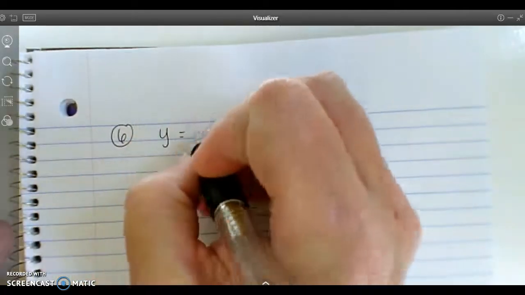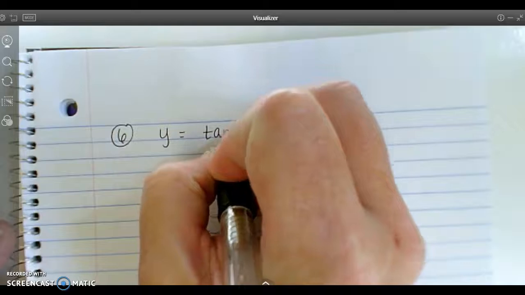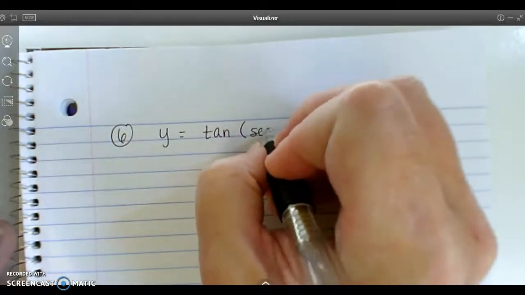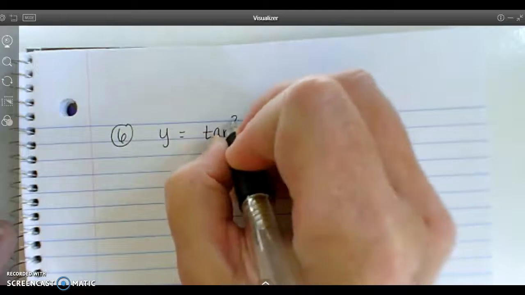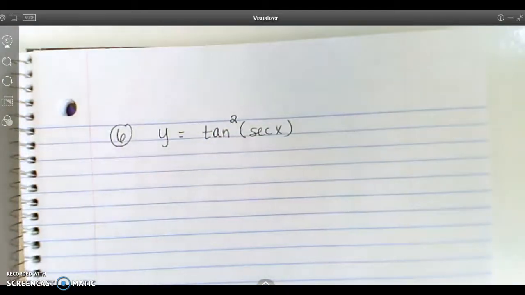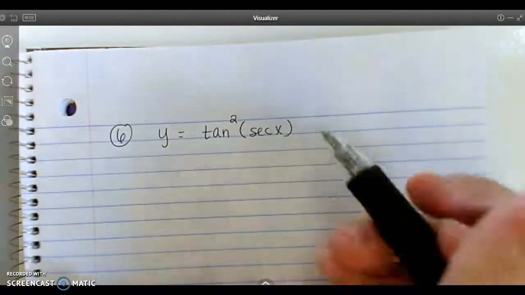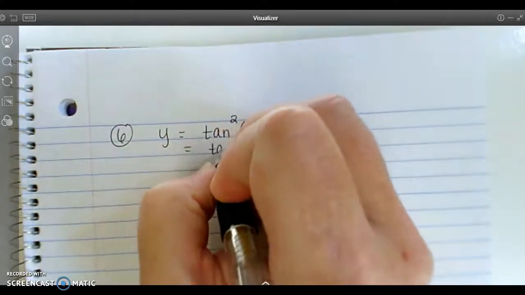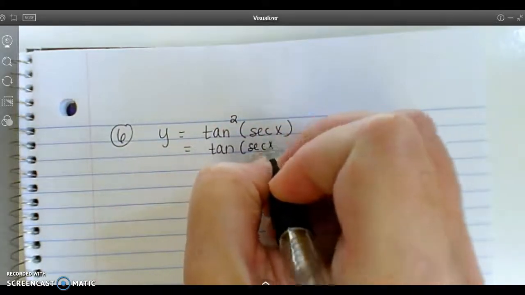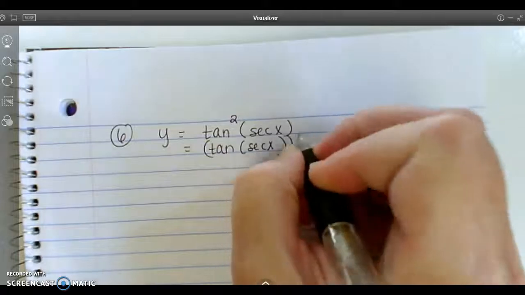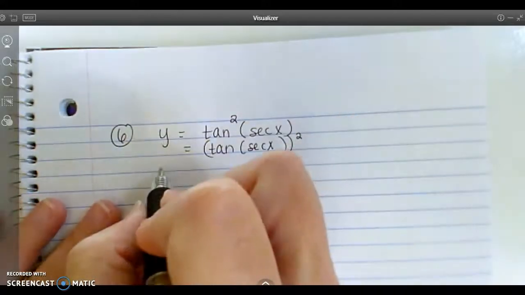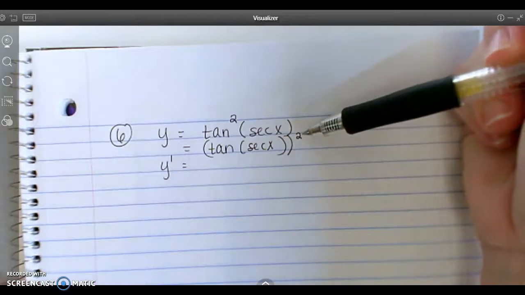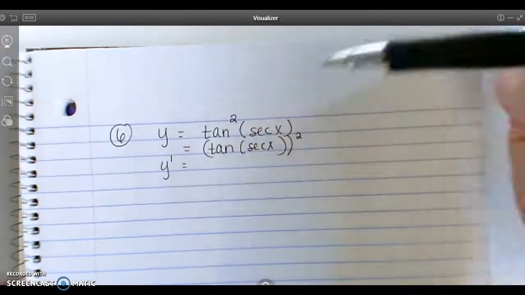Alright, let's say that we have y equals tangent of secant of x. And we're going to make that tangent squared. Anytime that you have a trig function that is squared or cubed or whatever, I usually rewrite that and put the squared on the outside, just because I think it's easier to see how to do the process. We're going to be using the chain rule, and sometimes without the 2 on the outside it's hard to tell that you're going to use the chain rule.